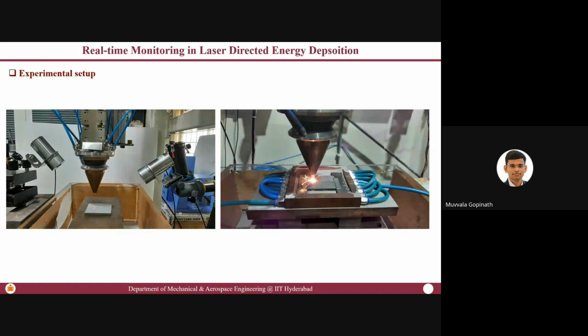The idea essentially, again, this shows our experimental setup, a lab scale experimental setup. This is what we call the DED head.